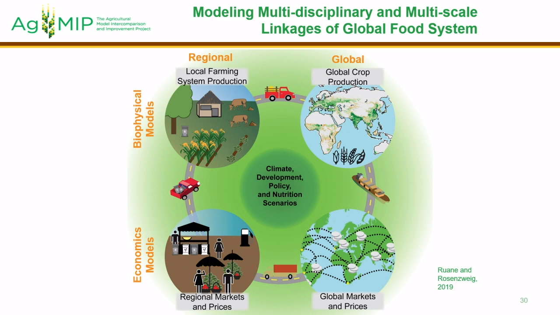This is an interacting set of exchanges that requires biophysical models as well as economic models. It requires regional as well as global perspectives. And we're building models in all of these quadrants and trying to get them to talk to each other so that we can consider climate, development, policy, and various nutrition and dietary scenarios.